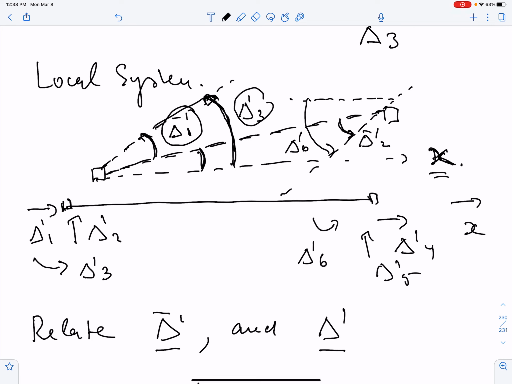So what is that angle? For small angles, the angle is the same as the sine of the angle, and the sine of the angle is the vertical distance, this vertical distance here, divided by the length. The vertical distance here is exactly delta prime 5.